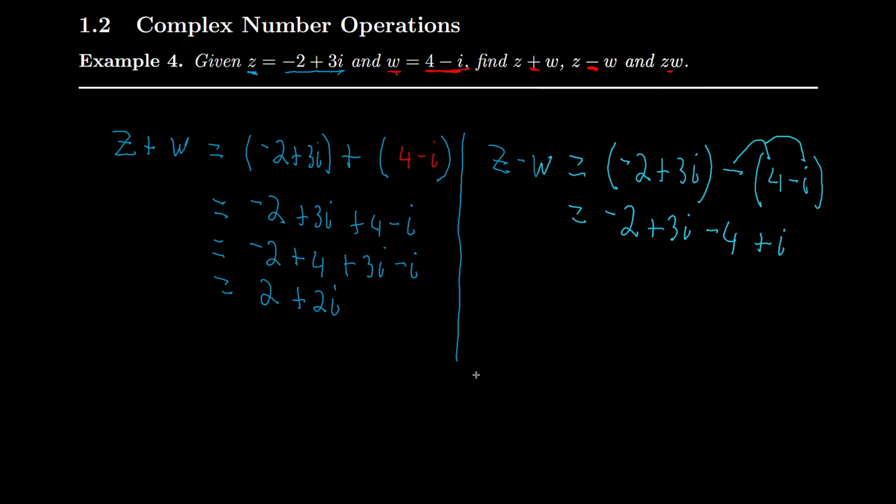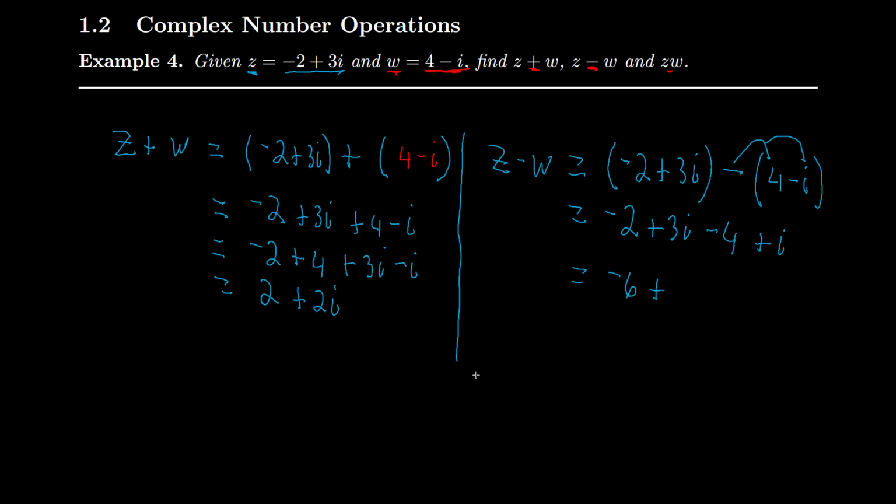And then you just combine like terms. You can do the extra step of actually getting the like terms together before you do it, or you can just look at it. Negative 2 is real, and so is negative 4. So negative 2 minus 4 is negative 6. All right? And then plus 3i plus i. So plus 3 plus 1 more is plus 4i.